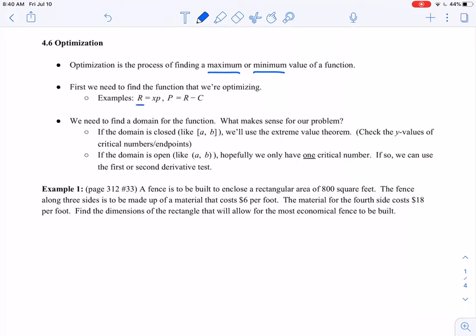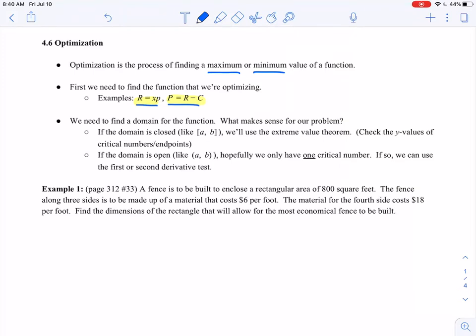The two that I recommend that you know that we'll be using quite a bit here are R equals X times P. Remember, that's revenue equals the quantity times the price, and profit equals revenue minus cost. These are two that I would absolutely have memorized. They are two that we're going to keep coming back to. This is a business calculus course, so I like to ask those kinds of questions.